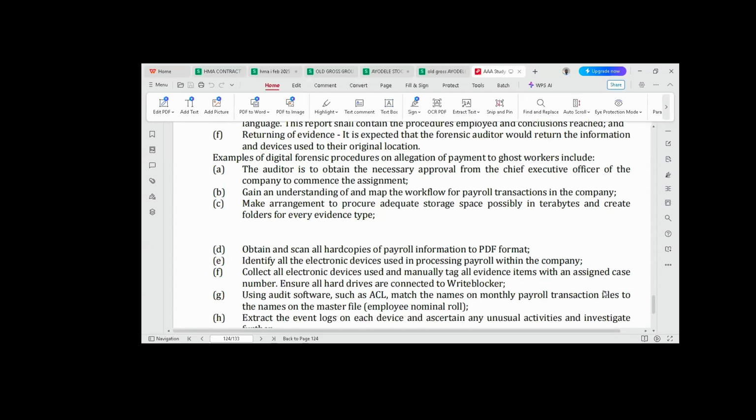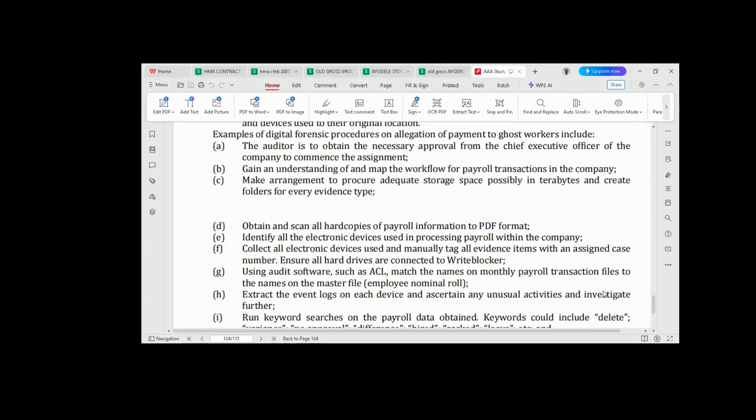Okay. Then the auditor will use audit software such as ACL, audit command language, that matches the names on monthly payroll transaction files to the names on the master file. So the auditor will use the audit software to analyze the various names to be sure that there are no duplicates, to be sure that there are no fictitious names, okay? So there is a master file that keeps the authentic staff of the organization. So any other name that is not found on the master file is assumed to be what? A ghost worker, all right?